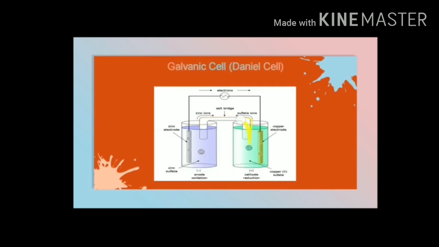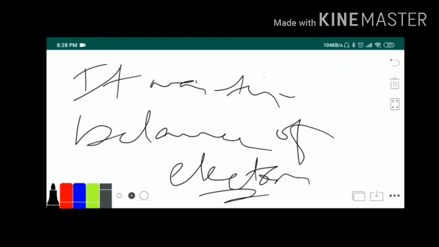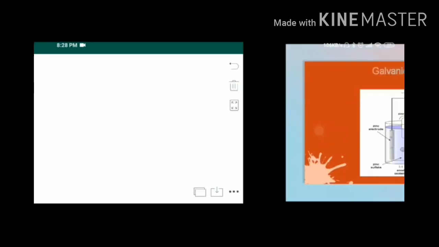Then why is the salt bridge required? The salt bridge is required because it plays a very important role. It maintains the balance of charge. Charge balance is being maintained.